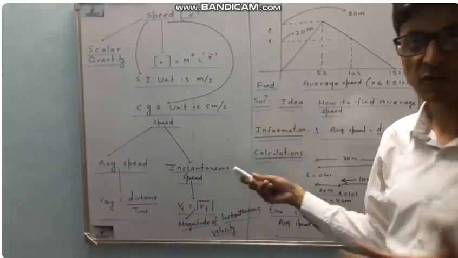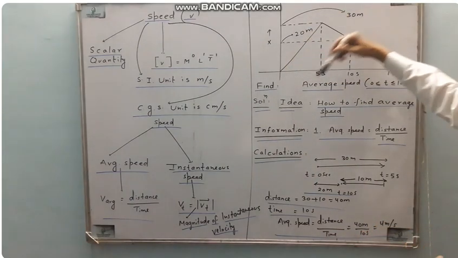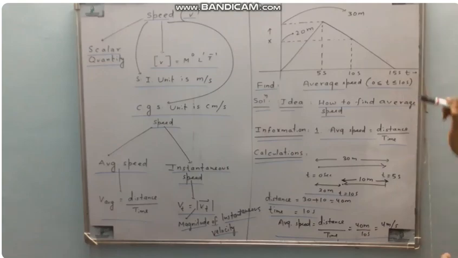So let's implement what we have learned in a question. This is a position diagram of a particle moving along the x-axis, and we need to find the average speed from time 0 to 10 seconds.